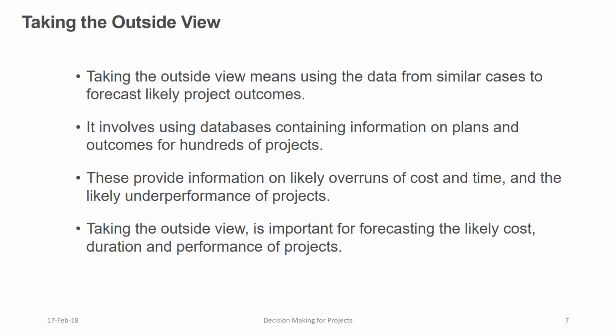It involves using databases containing information on plans and outcomes for hundreds of projects of a similar type. These provide information on likely overruns of cost and time and on underperformance of projects. These databases are available. For instance, Independent Project Analysis has databases for a range of industries, including oil and gas, chemicals, mining, pharmaceuticals, food processing, and power. Taking the outside view is important for forecasting the likely cost, duration, and performance of projects.